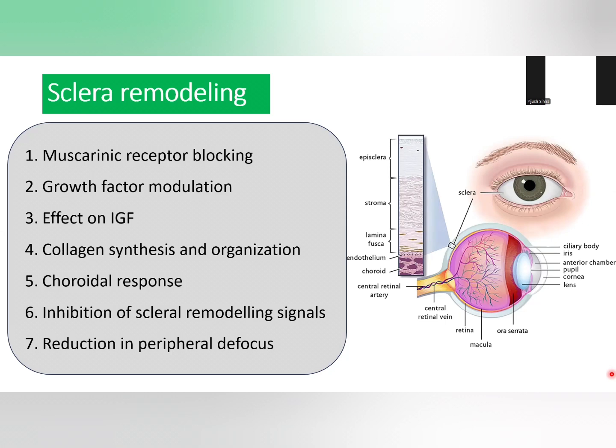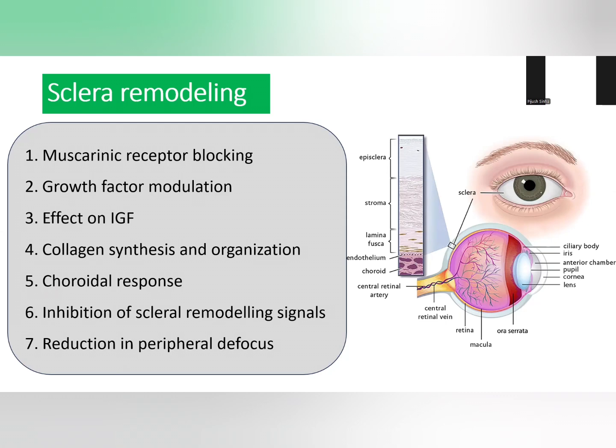For instance, under normal conditions, prolonged near work generates signals that promote eye elongation. So by disrupting these signals through its pharmacological effect, atropine can help stabilize the eye growth pattern, limiting the progression of myopia. And lastly, reduction in peripheral defocus.